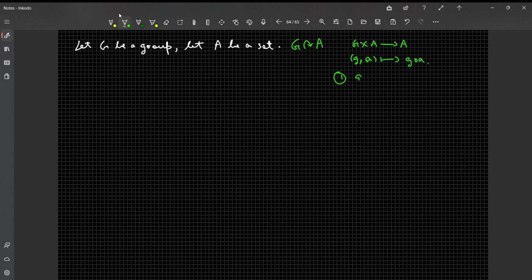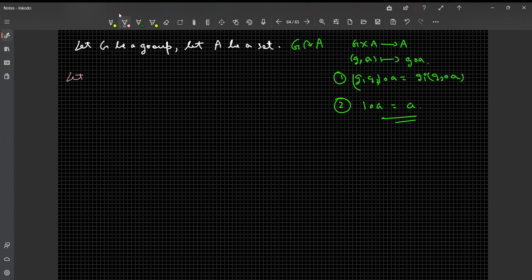The first condition being that (g1 g2) acting on a is nothing but g1 acting on (g2 acting on a), right? And number two is that 1, when it acts on a, gives a back. These are the conditions we require to define a group action, right? Now what we do is we define a group action on A.